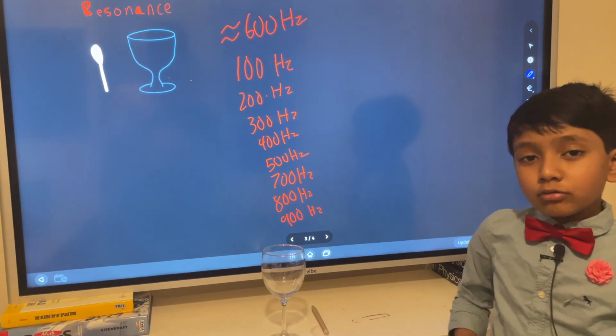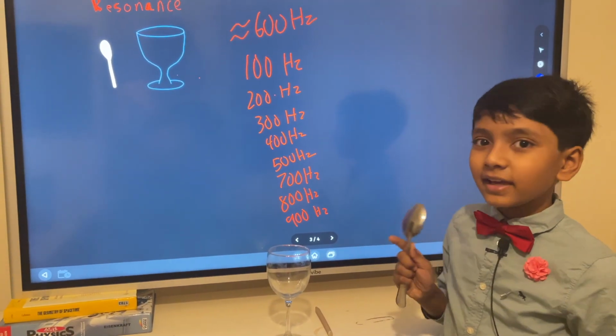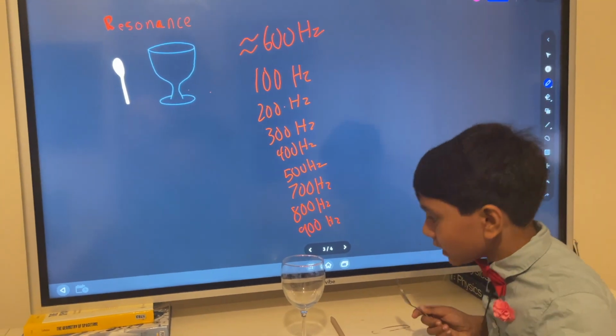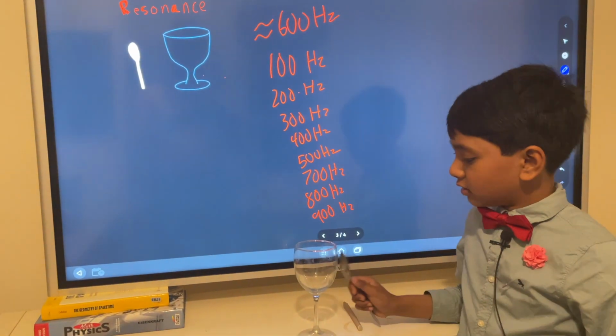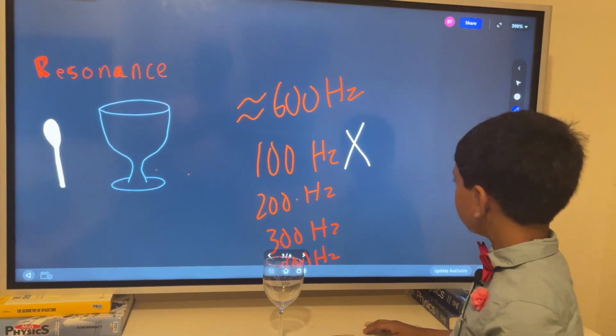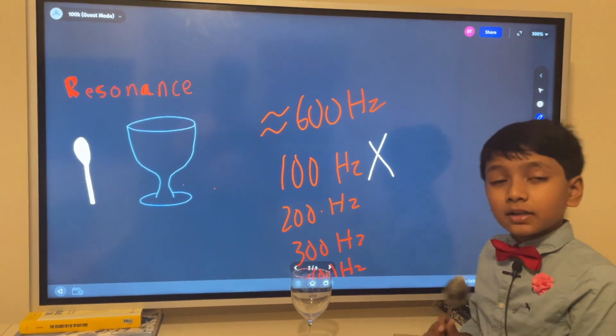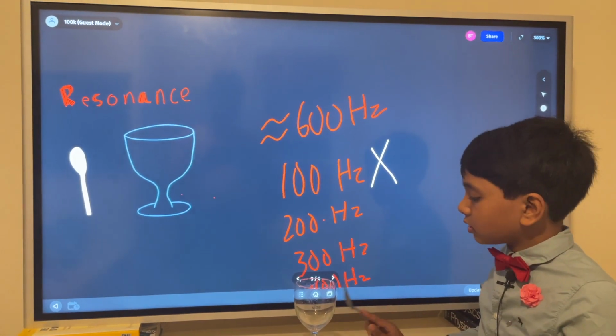So now, I'm going to hit it with about 100 hertz. All right, 3, 2, 1, get prepared, little lassie. 100 is not the right frequency. Let's look at another frequency, 200 perhaps. That's going to be about twice as fast.